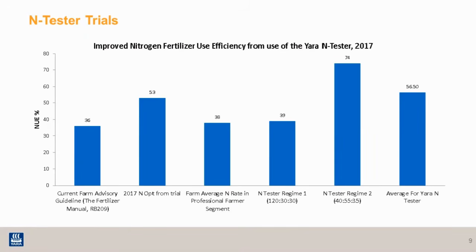And in terms of data, we've done quite a lot of trials on the N-Tester over the years, and this was a trial that we did back in 2017. Looking at nitrogen use efficiency with various different methods. So the first column there is what RB209 would have recommended.